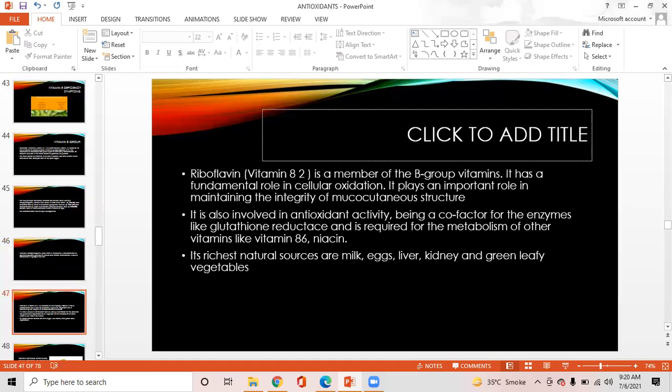Riboflavin. Vitamin B2 is a member of the B group vitamins. It has a fundamental role in cellular oxidation. It plays an important role in maintaining the integrity of mucocutaneous structures. It is also involved in antioxidant activity, being a cofactor for enzymes like glutathione reductase, and is required for the metabolism of other vitamins like vitamin B6 and niacin.